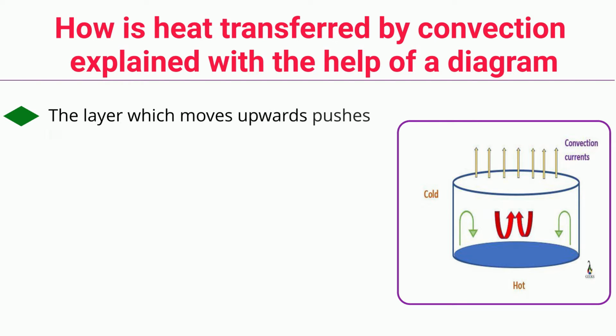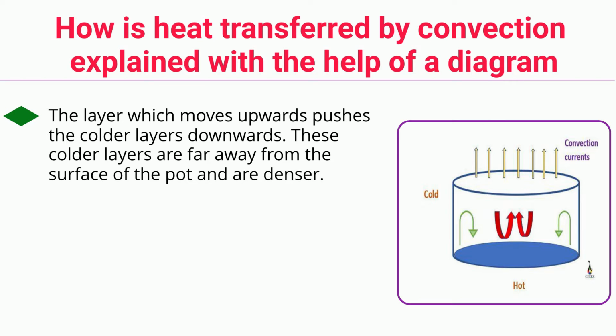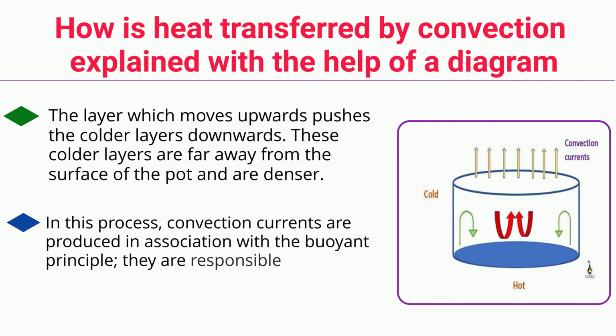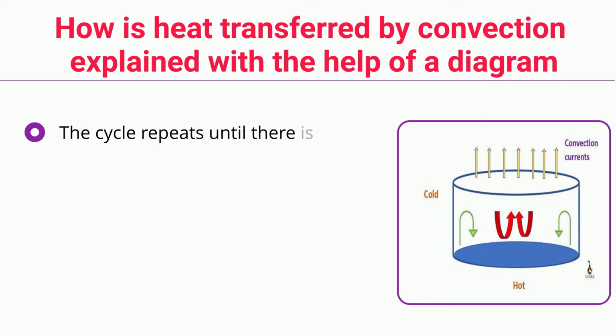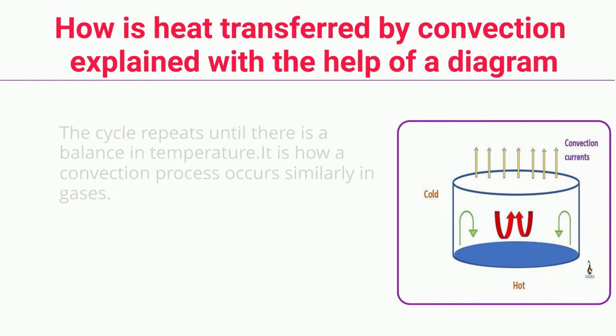The layer which moves upwards pushes the colder layers downwards. These colder layers are far away from the surface of the pot and are denser. In this process, convection currents are produced in association with the buoyant principle. They are responsible for exchanging layers. The cycle repeats until there is a balance in temperature. It is how a convection process occurs similarly in gases.